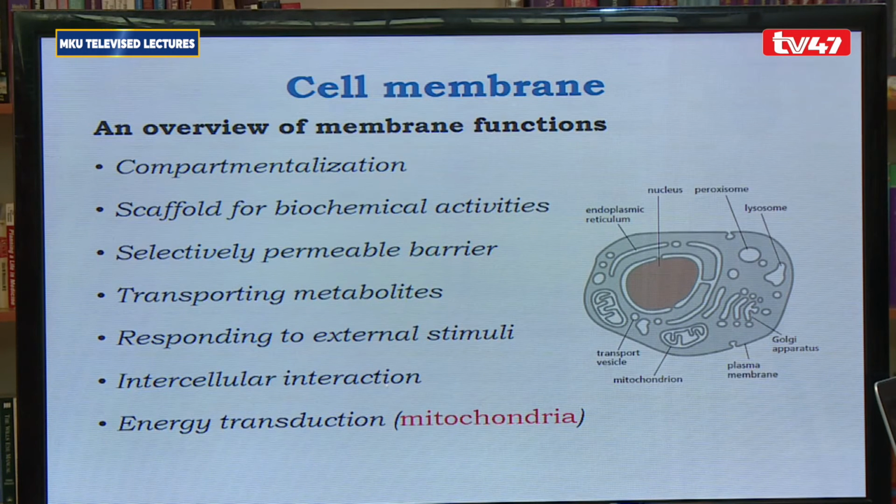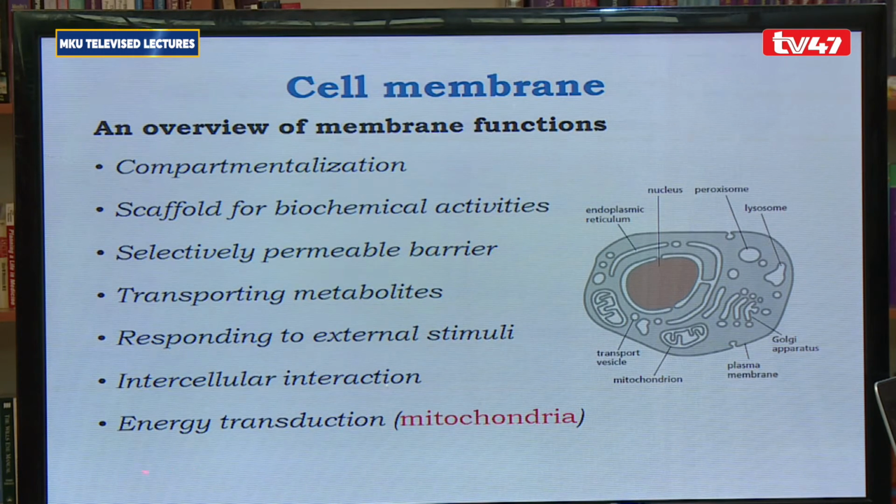For example, in muscle contraction, there is usually a wave of information flowing so that the cells can contract, causing all the muscles to contract, or the muscle tissue to contract as a unit. So that interaction comes through the membrane.